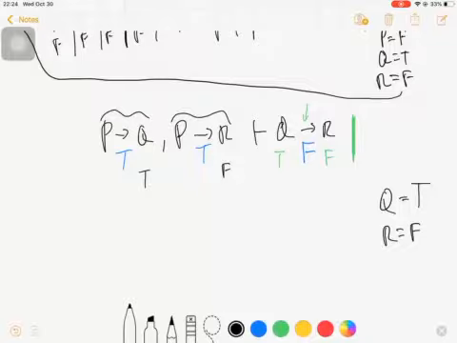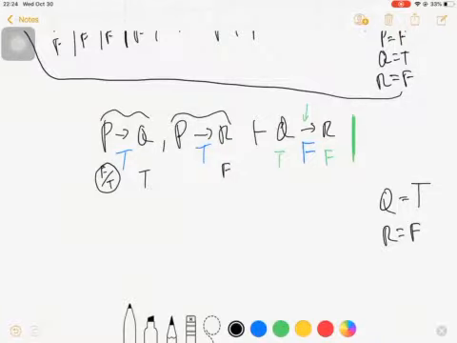Here's the thing to note. If you were to start with premise 1, it's indeterminate. We can't tell if premise 1, the P, is false or true because F arrow T is true and T arrow T is true. So at least at the start, P is indeterminate with respect to premise 1.